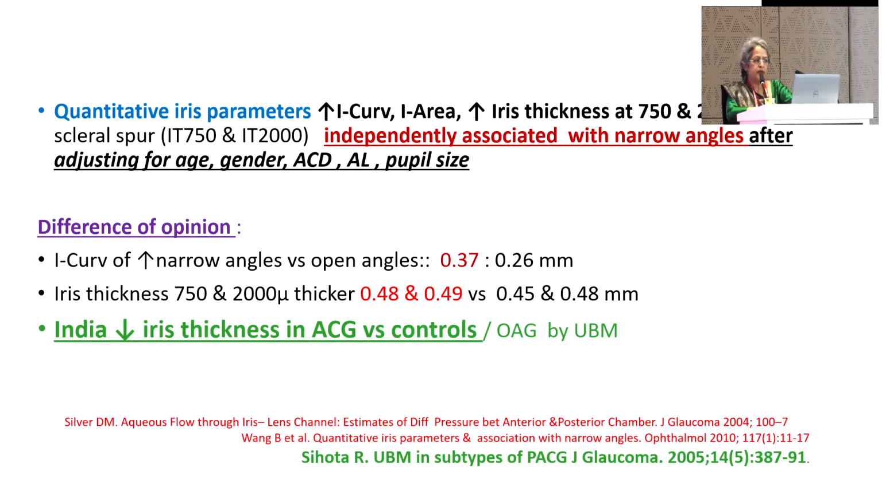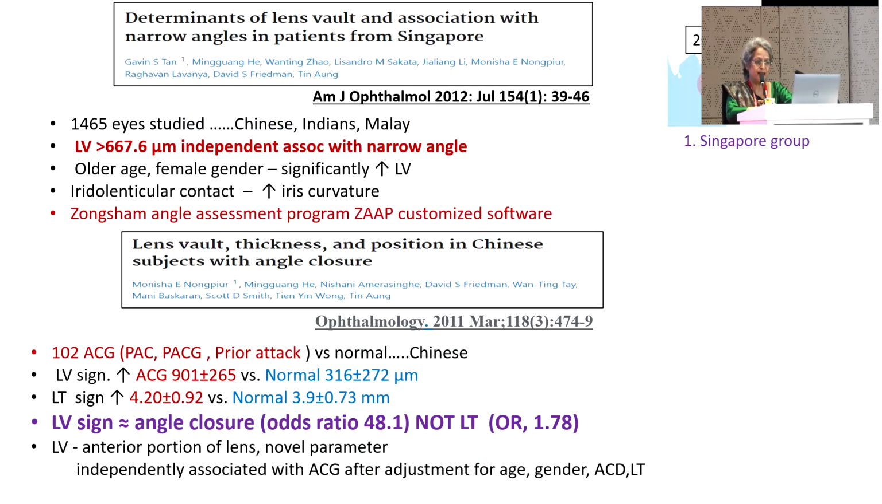Now, all these iris parameters of curve, area, thickness have been independently associated with narrow angles after adjusting for age, gender, and anterior chamber depth. However, there's a difference in opinion. Some studies from Asia have said that iris curve is more, and the gentleman sitting with Dr. Arun, studies from Singapore have said that iris curve is more, iris thickness is more. Yes, Arun? But the Indian studies from Dr. Sihota et al. said that the iris thickness is less in ACG.